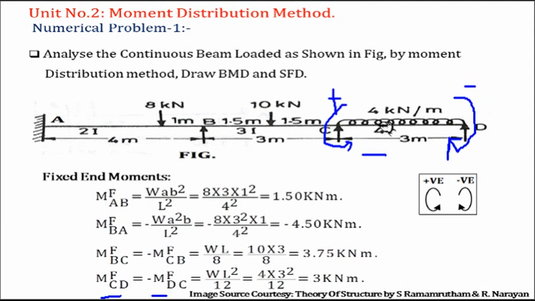Now equation for UDL is WL square by 12. So W is 4, span is 3, divided by 12. So 4 into 3 square divided by 12. The fixed end moment is 3 kilonewton meter.